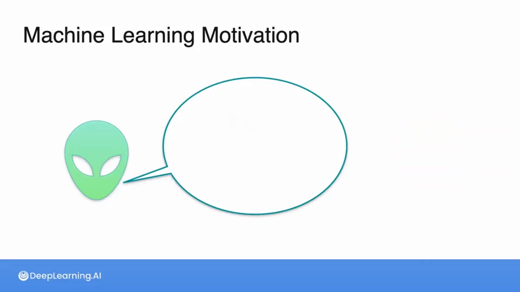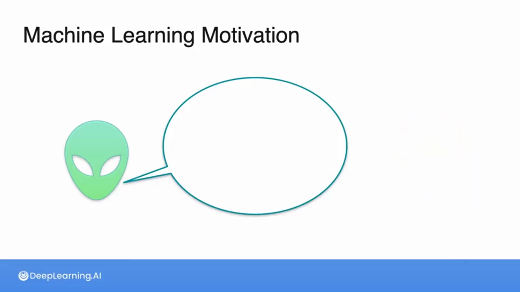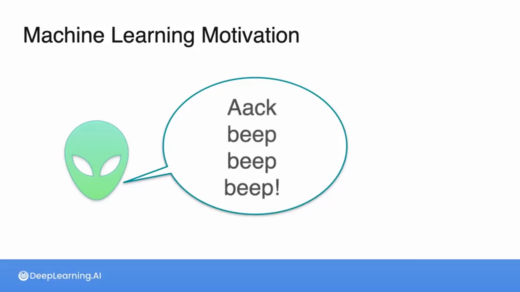Then let's say that another alien says beep, beep. And you know that this alien is sad. And let's have more data points. An alien says ak, beep, ak, and that alien is happy. And then it says ak, beep, beep, beep, and it's sad.